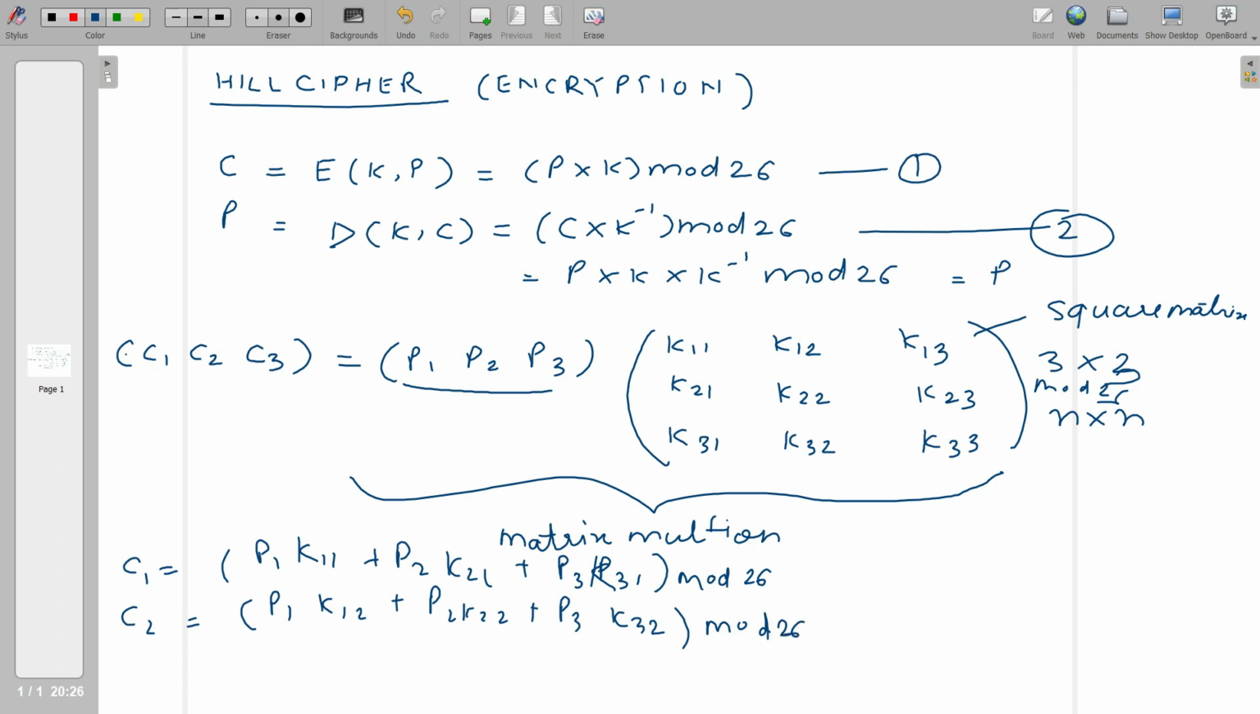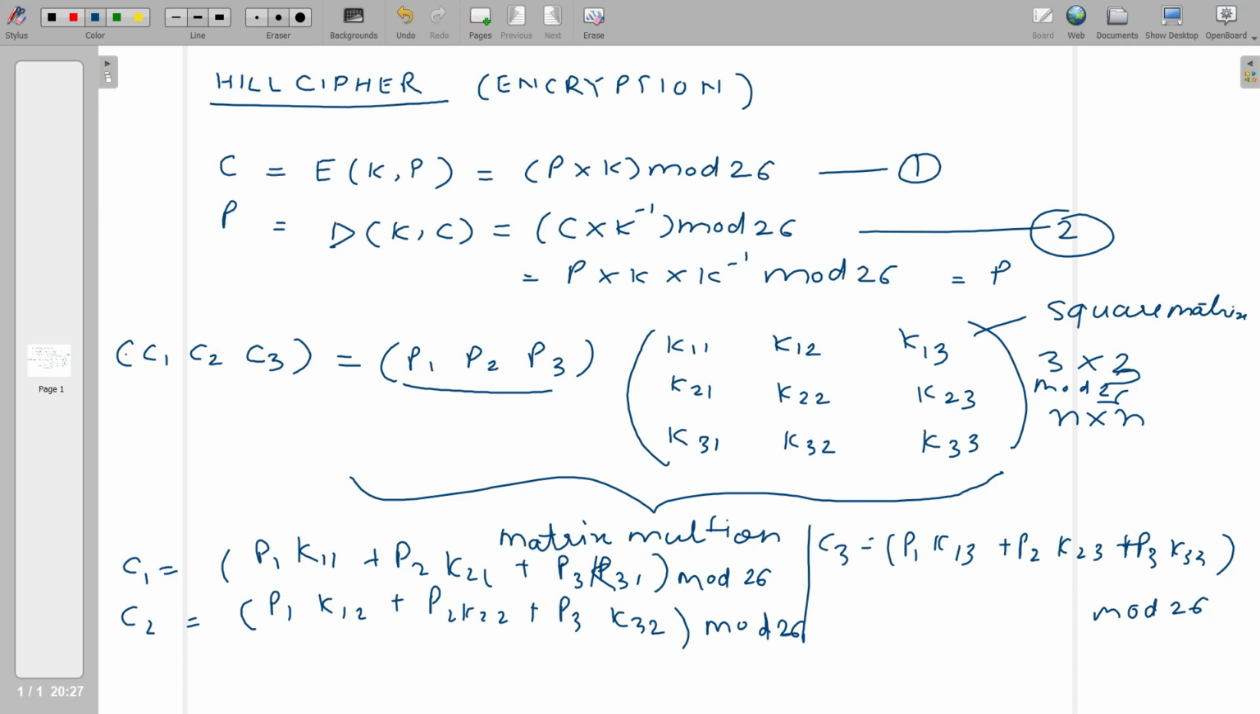In the same manner, we can write C3 also. C3 is going to be P1 K13 plus P2 K23 plus P3 K33, and it is also mod 26. So this is how we can get the ciphertext using the plain text and the key.